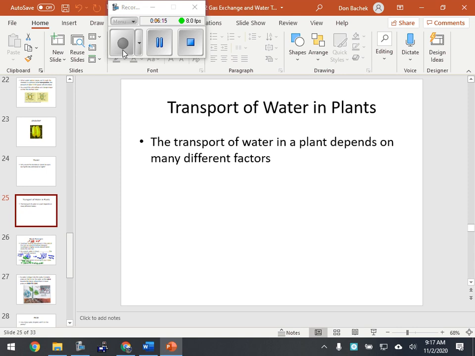Transport of water in plants. So, how does that happen? First of all, we're going to talk a little bit about how water is transported in plants, and that, of course, is going to tie into these guard cells as well eventually here. So I guess we'll start with this part here first.